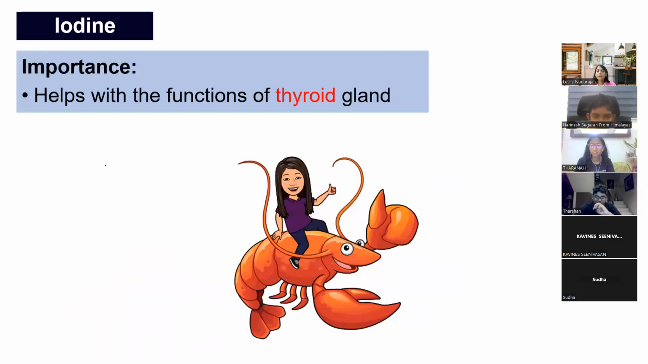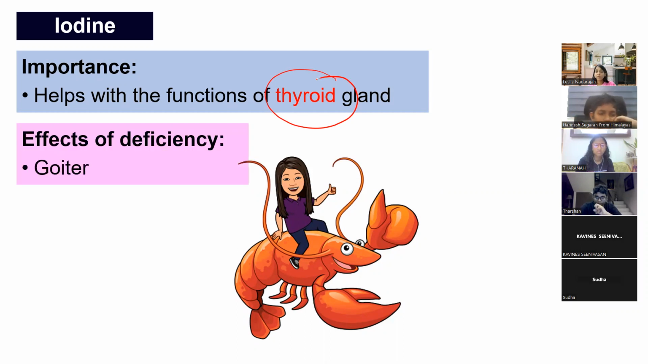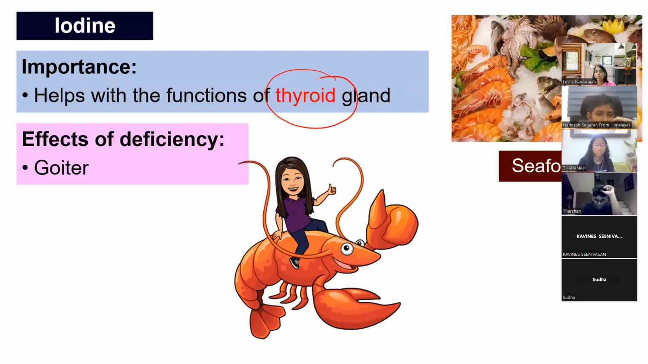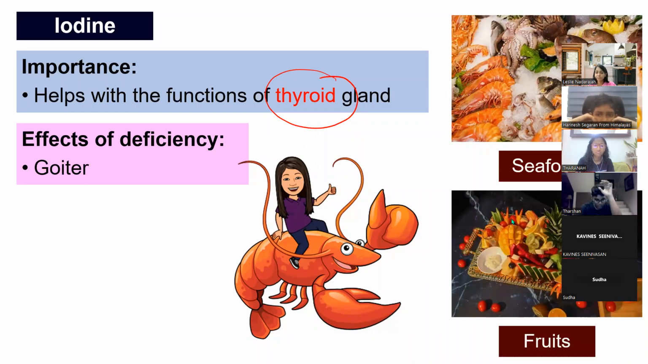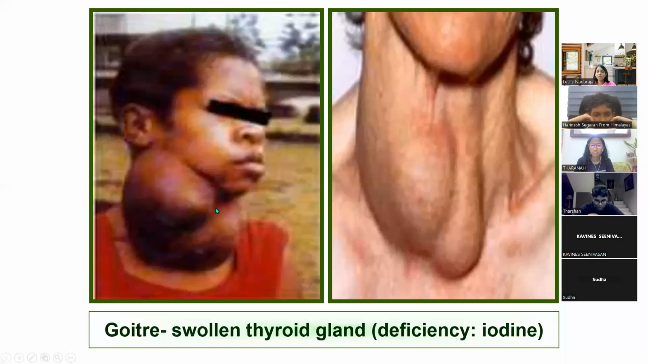Iodine is very important for our thyroid gland. You will learn in biology, our thyroid gland is somewhere near our neck. If you don't have enough iodine, you will get goiter. I'll show you the picture shortly. And iodine, we can find it in seafood and in fruits. Now look at this picture, teacher is going to show you.